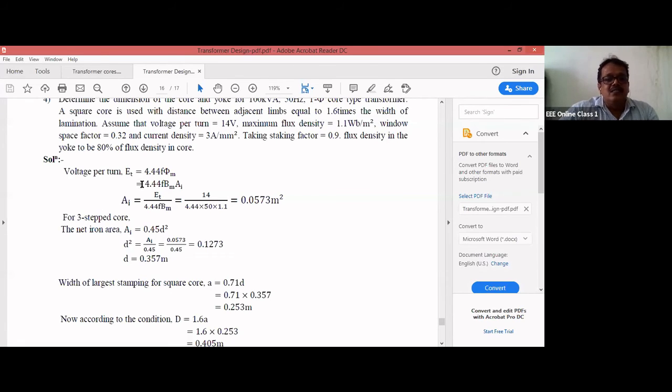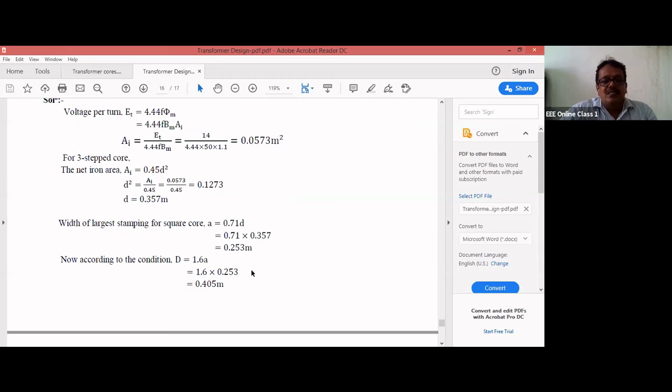Voltage per turn, ET is equal to 4.44 F into PM into AI. So AI is equal to ET divided by 4.44 F into PM. Calculate AI: AI is equal to 0.0573. This is for square core, not 3-step core. For square core, net core area AI is equal to 0.45 D square, which I did the analysis for and put in the table. Then you calculate D. D is equal to 0.357 meter.